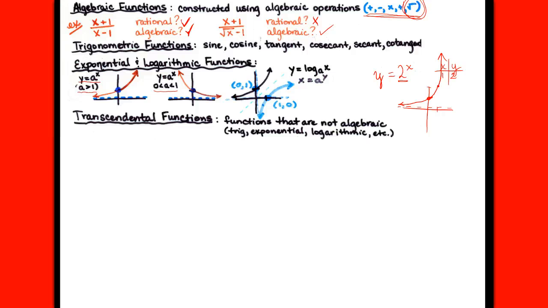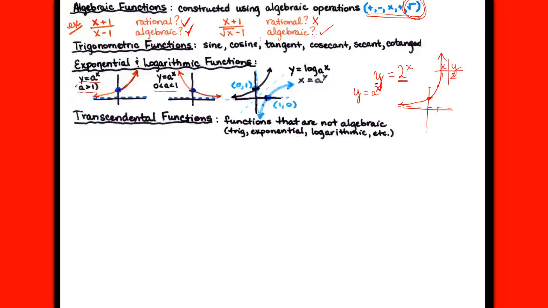Then we learned that logarithmics were inverses of exponentials. So look at a couple things we know to be true about inverses. For exponential, we had y equals a to the x. What is true about the equations of inverses? How do you find the inverse? You switch x and y.